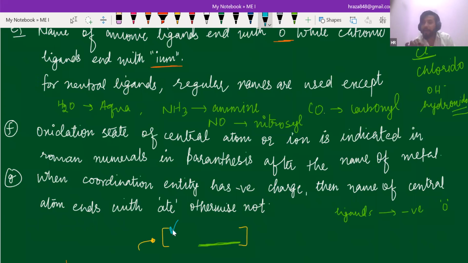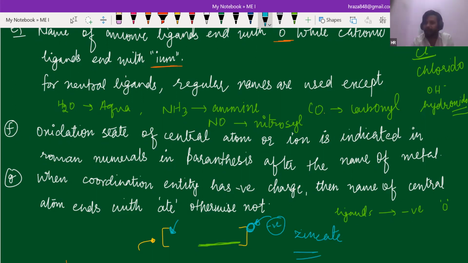Now, after writing the names of the ligands, you will come to the central atom and write its name. If there is no charge on the complex in the square bracket, the name is written as it is, like zinc. And if there is a negative charge, then the name ends with ATE, like zincate. Now it becomes zincate. Is that clear?